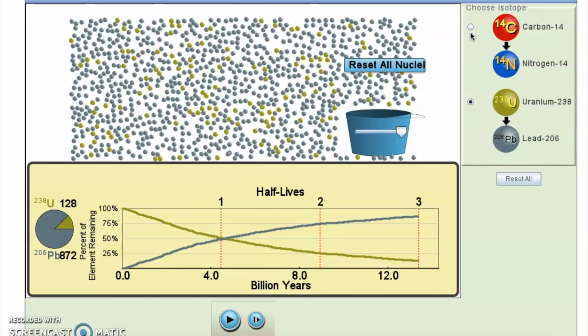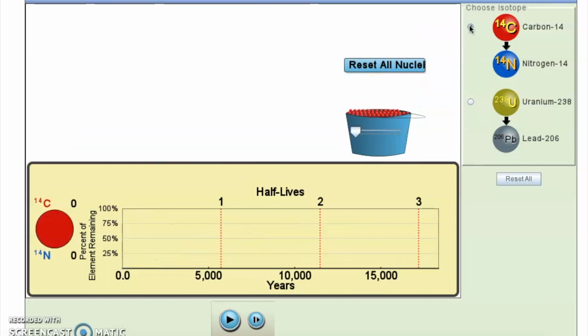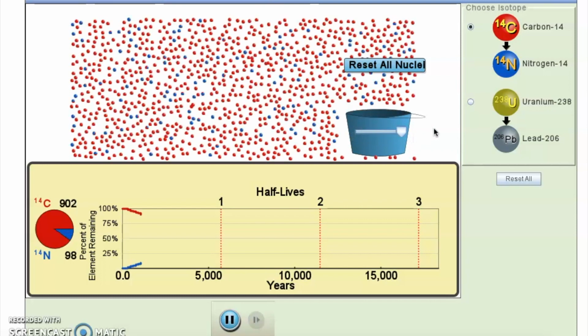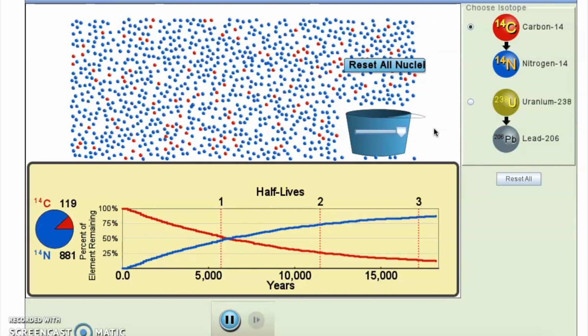Let's take a look at this in terms of carbon-14. You might have heard of carbon-14 used in carbon dating. Let's take another look. Reaching the half-life right now. Reaching its second half-life, so 25%. Reaching its third half-life, 12.5%, and so on.